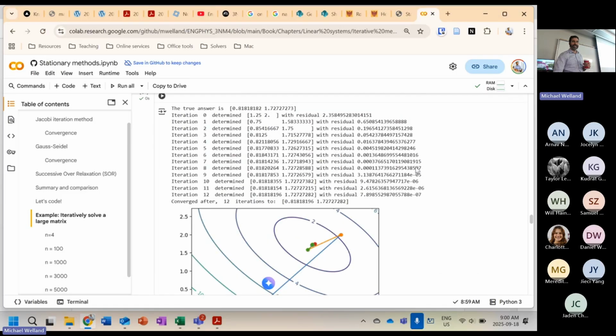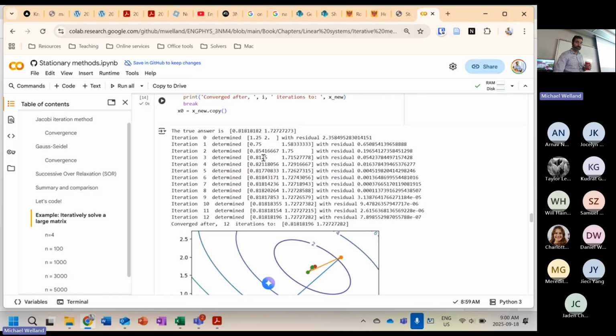And in we go. It takes 12. That's our true answer. This is our residual. You can see how the residual is dropping. And this residual, I think this is the absolute residual value, is small, right? Anything below 1e-6 is generally considered small.